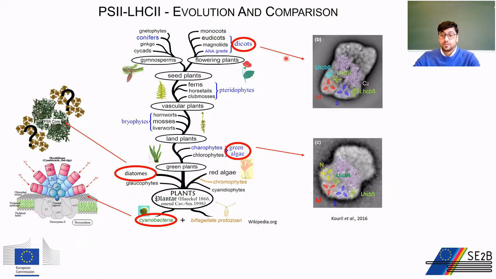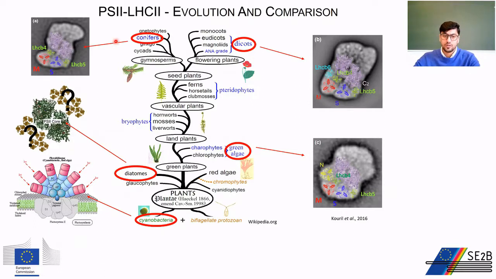And as you know, in higher plants, photosystem 2 contains 2 LHCII trimers and 3 monomeric proteins. Whereas in spruce, there are only 2 light harvesting trimers and 2 monomeric proteins, which gives it a different shape and structure. Thank you.